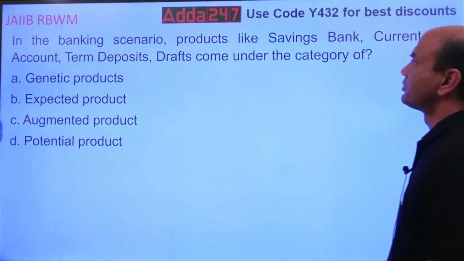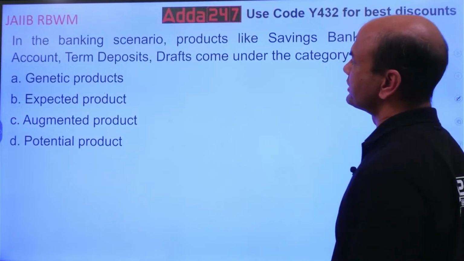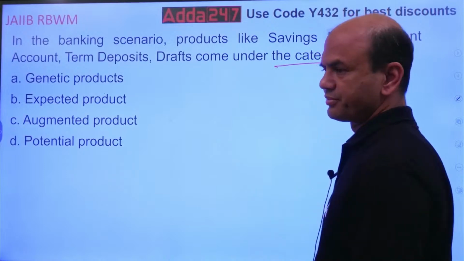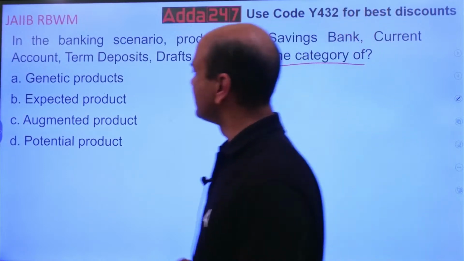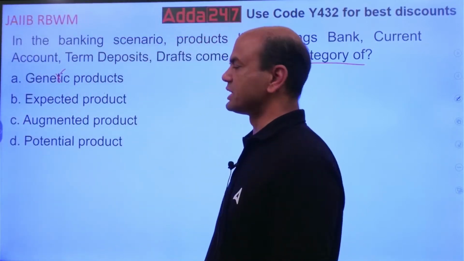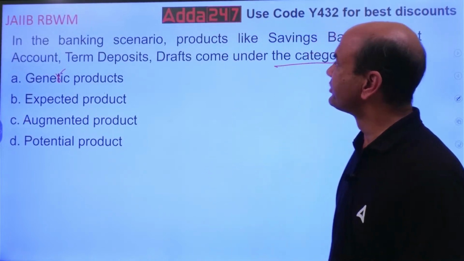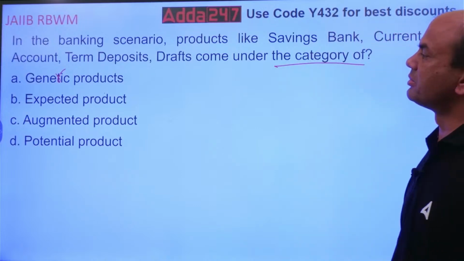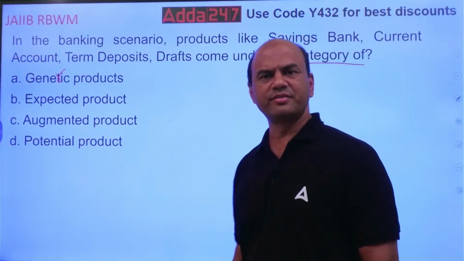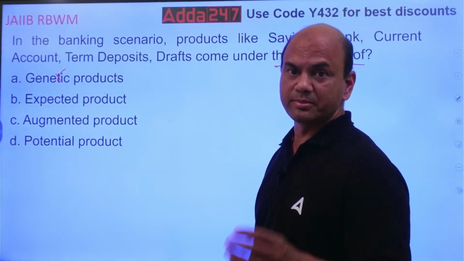In banking scenario, products like savings bank, current account, term deposit, drafts come under which category? Category of generic, it's not genetic, generic, expected, augmented and potential products. Firstly, what are these products? Generic, expected, augmented, potential. These are the types of products or levels of products. The best word is levels.